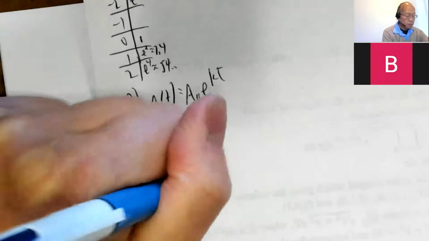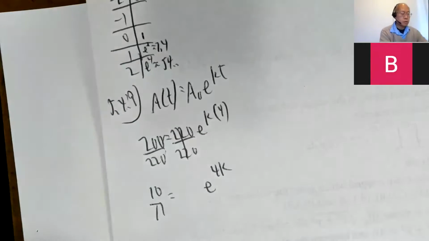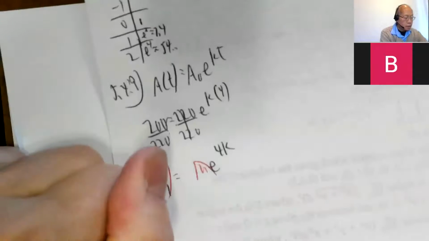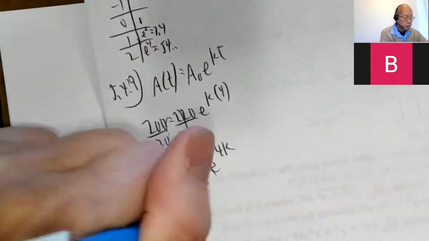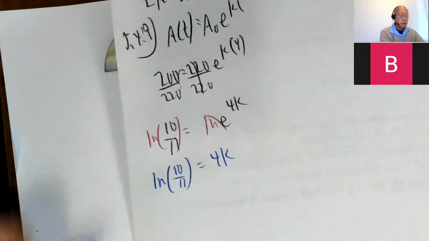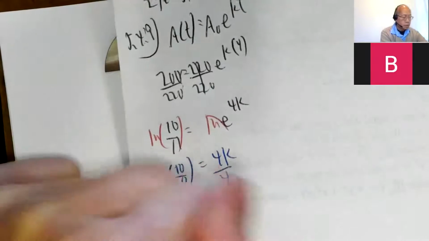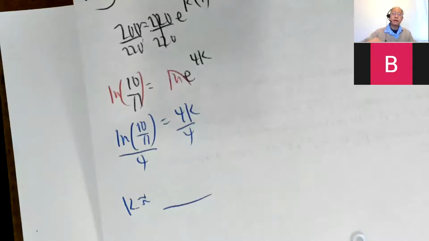10 over 11 equals e to the 4k. Take a natural log of both sides; the ln cancels out the e. ln of 10 over 11 equals 4k. Divide by 4. So in the calculator: natural log, parentheses 10 divided by 11, and the whole thing divided by 4.